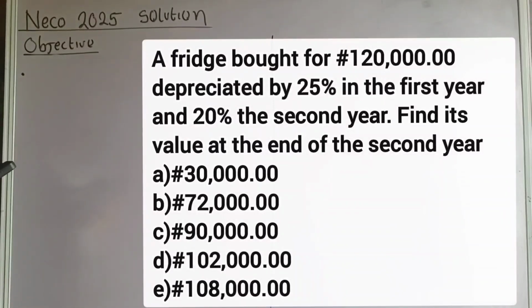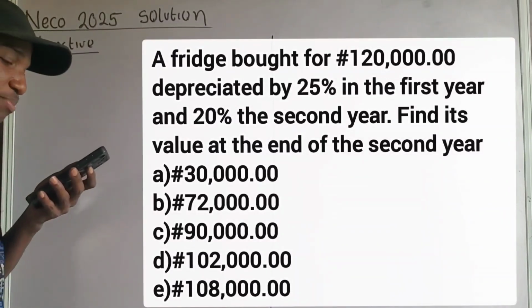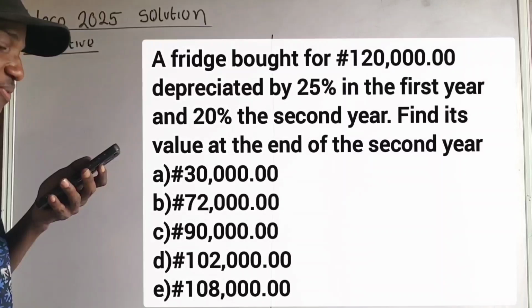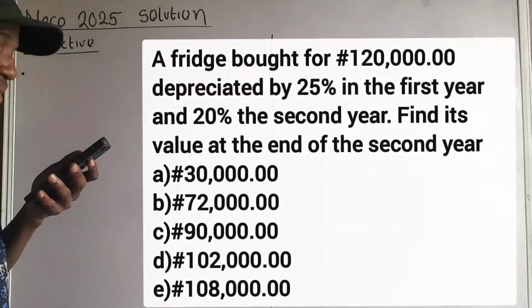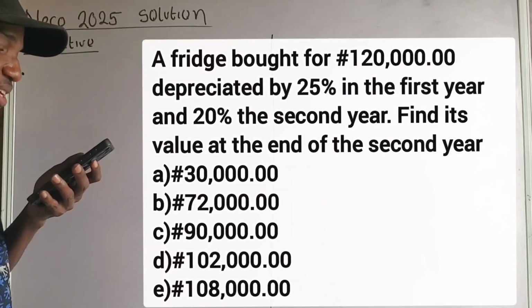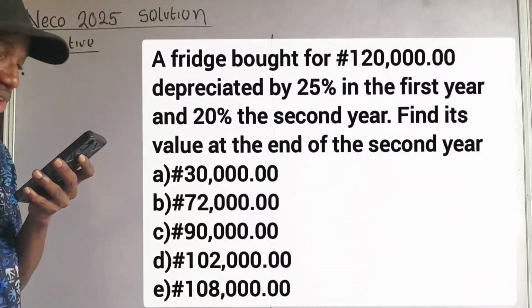A fridge bought for 120,000 naira depreciated by 25% in the first year and 20% in the second year. Find its value at the end of the second year.